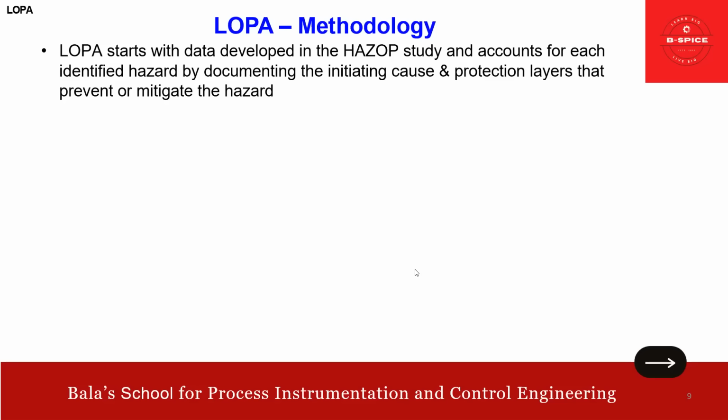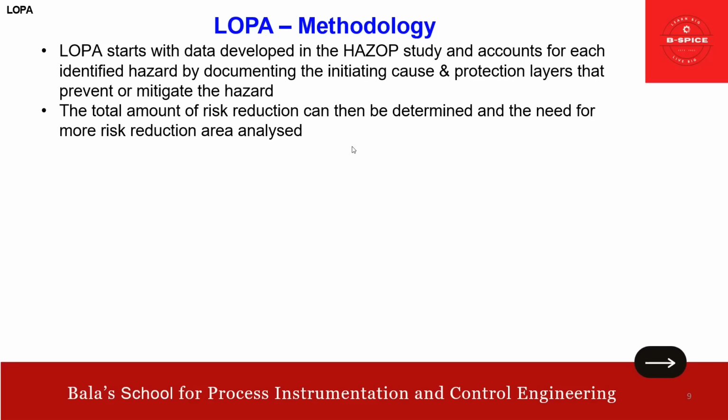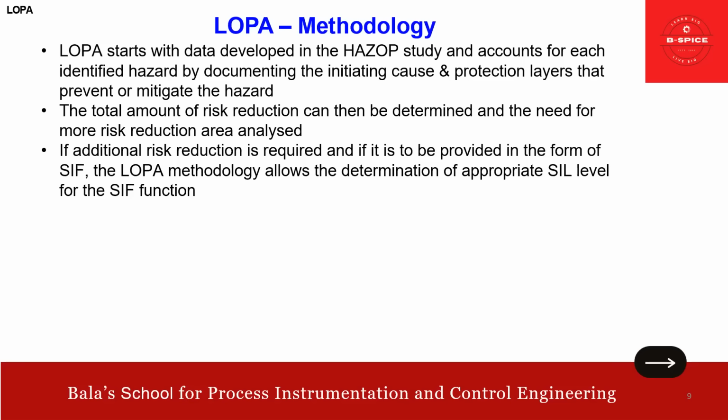LOPA starts with the data developed in the HAZOP study. Very important. And one more point, if you have not watched the HAZOP video, you can watch it and then come here. Otherwise, you will feel lost. So LOPA starts with the data developed in the HAZOP study and accounts for each identified HAZOP scenario by documenting the initiating cause, protection layers, and all those things. So the amount of total risk reduction can be determined and the need for more reduction analyzed. If additional risk reduction is required and it is provided in the form of a SIF, the LOPA methodology allows the determination of the appropriate SIL for the function. This is all just to get to know what is what, friends.